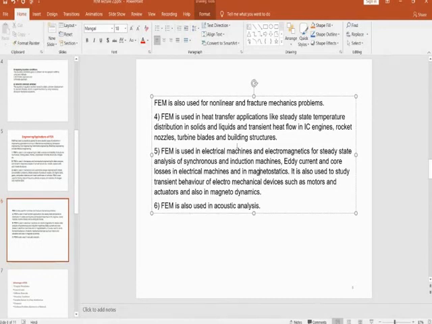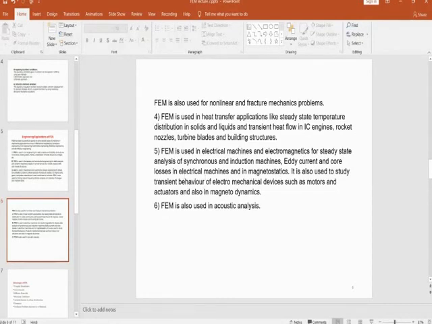Then in electrical engineering and electronics engineering, FEM is used in electrical machines and electromagnetics for steady state analysis of synchronous and induction motors, and also in eddy current and core losses in electrical machines. In order to find how much is the eddy current losses and core losses in electrical machines like electrical motors and generators, they will be using FEM.